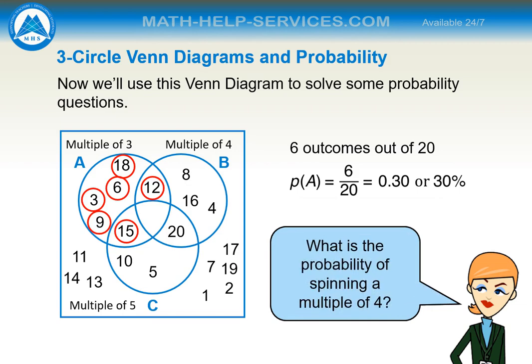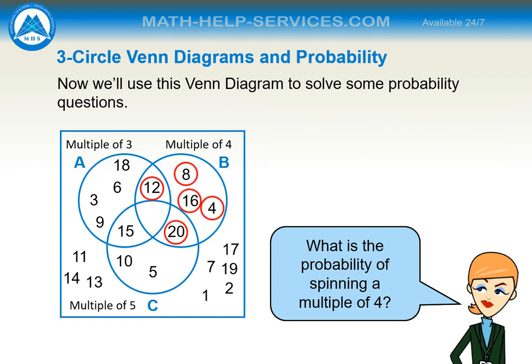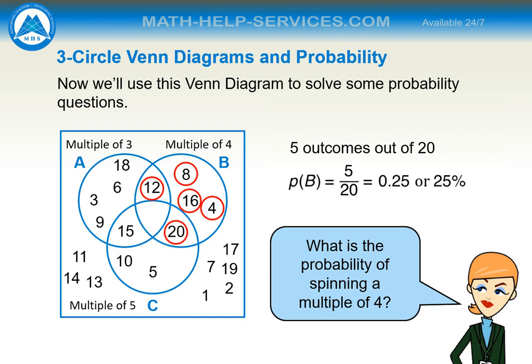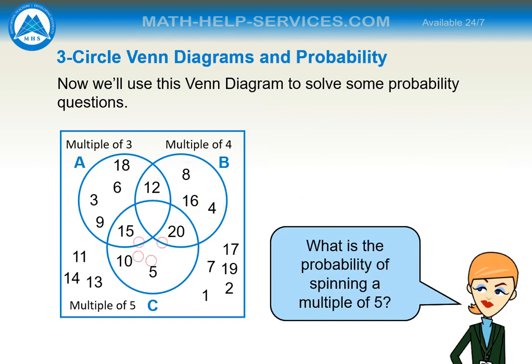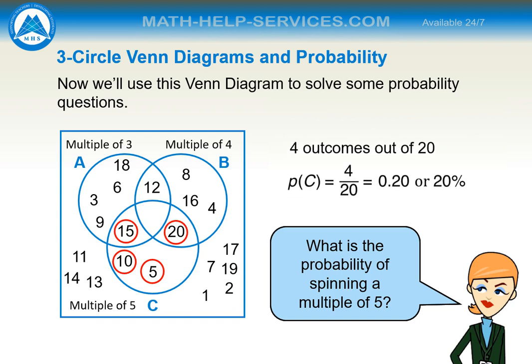What is the probability of spinning a multiple of 4? Well, that's set B, these numbers here. There are 5 outcomes out of 20. So the probability of B is 5/20ths, or 25/100ths, or 25%. What is the probability of spinning a multiple of 5? Well, that's set C. There are 4 outcomes out of 20, so the probability of C is 4/20ths, or 2/10ths, or 20%.